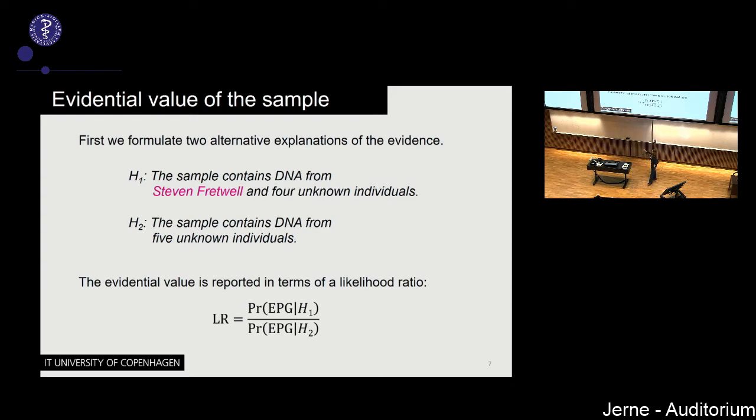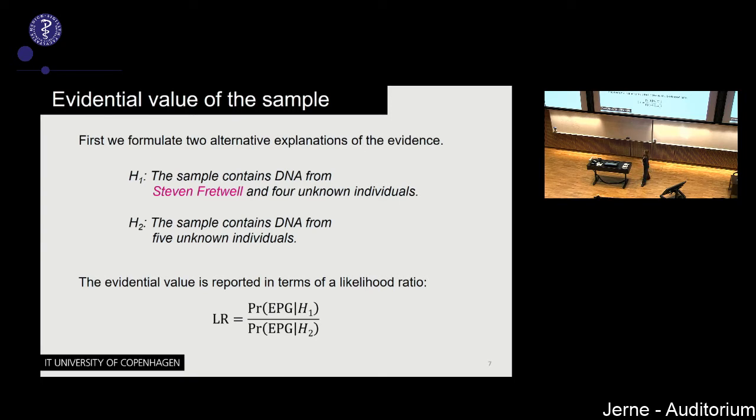And unknown individuals have a very particular statistical meaning. It means something like they are random UK Caucasian individuals that are unrelated. So there's a long statistical thing to unwrap there. But anyway, the alternative hypothesis basically says, no, Stephen Fredwell's blood is not there. And they do that also in a very standardized way. They say, this DNA comes from 5 completely unknown individuals.